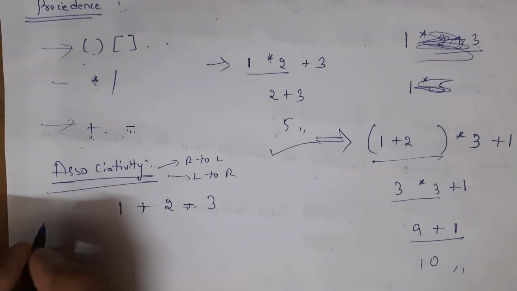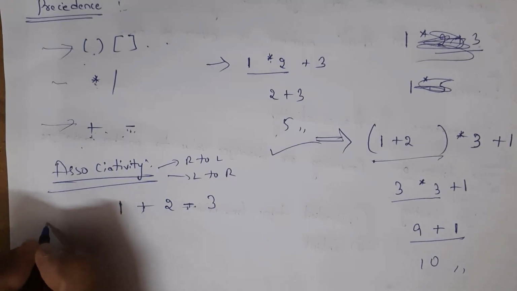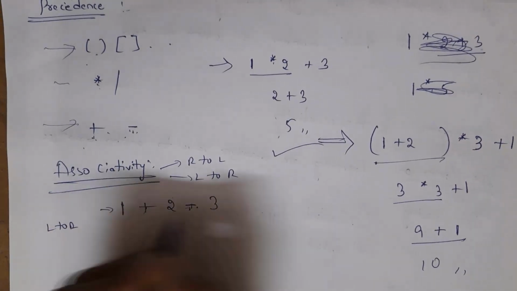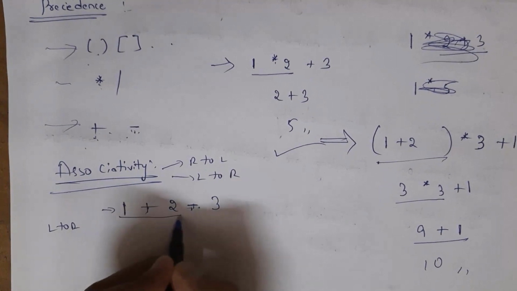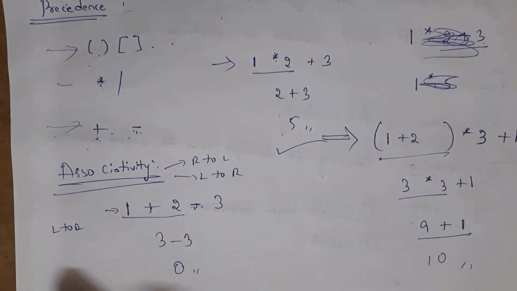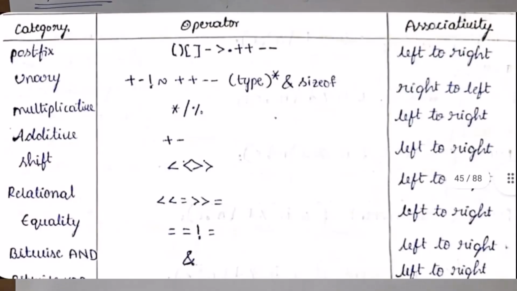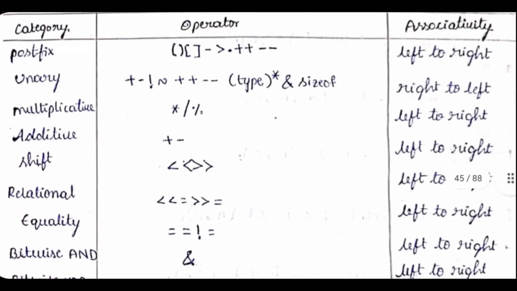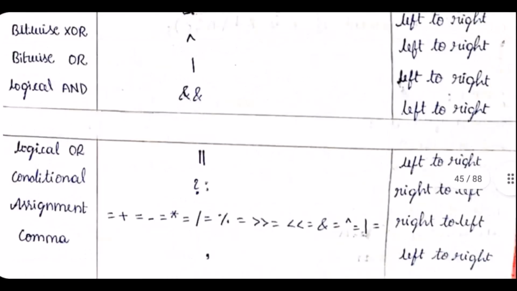This plus and minus both are arithmetic operators. For arithmetic operators, associativity is from left to right. So we should start from left to right. So at first we need to perform 1 plus 2 that is 3. After that 3 minus 3 that is 0. This is my result. This is the precedence and associativity table. Definitely you need to write this table in exam. Whatever the examples that I explained, you need to write these examples as well as this table in exam.